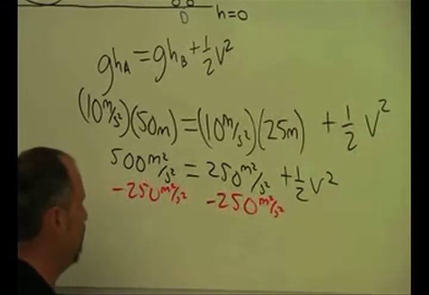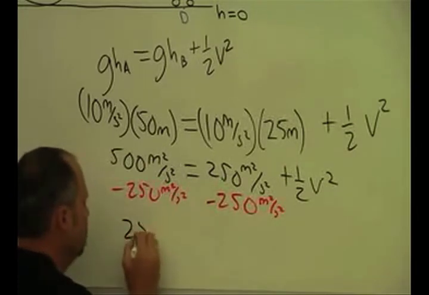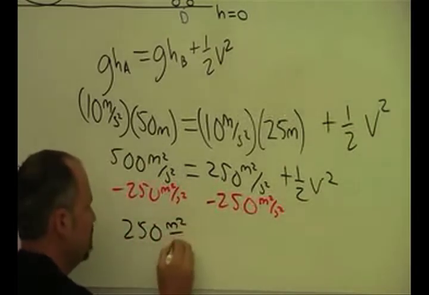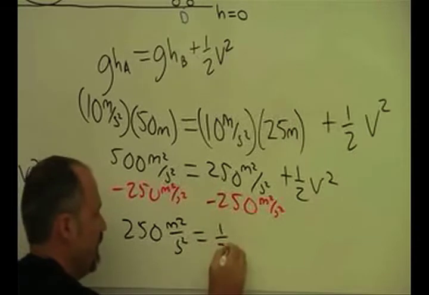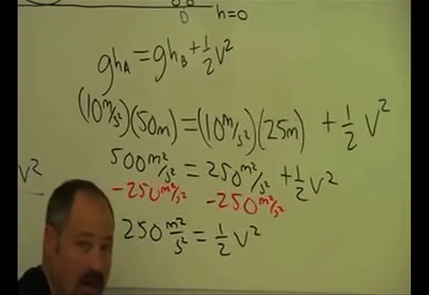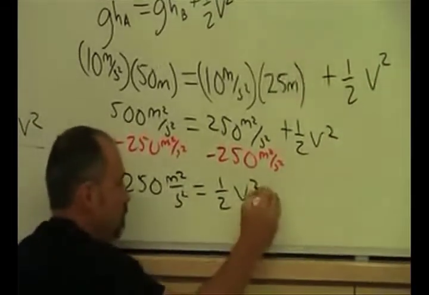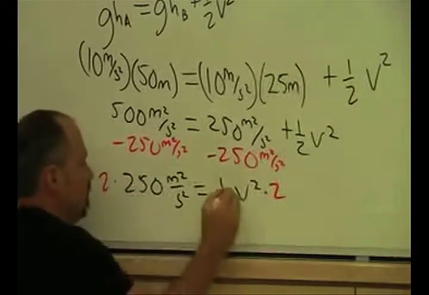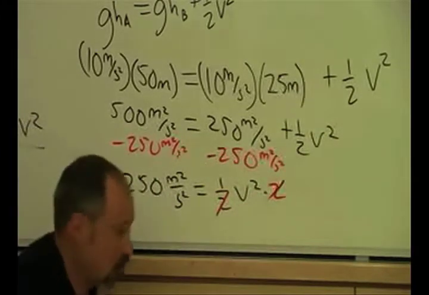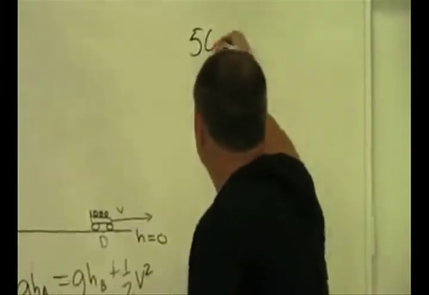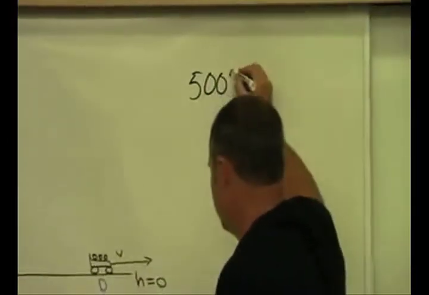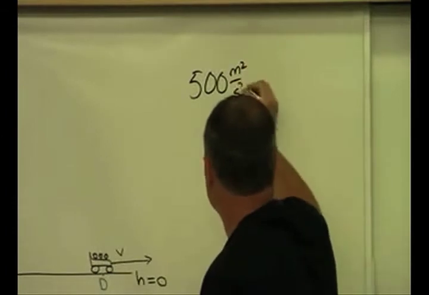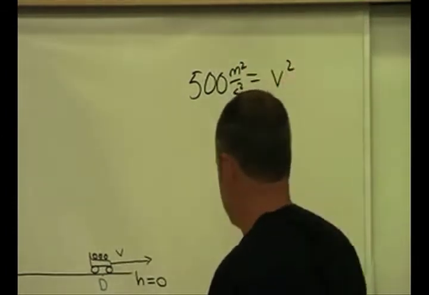And we end up with 250 meters squared per second squared is equal to 1/2 v squared. Again, a little algebra, multiply both sides by 2. Cancel, cancel. 2 times 250 is 500. I'll go up top here. So we get 500 meters squared per second squared, equal to v squared.